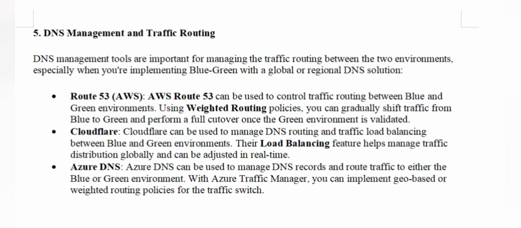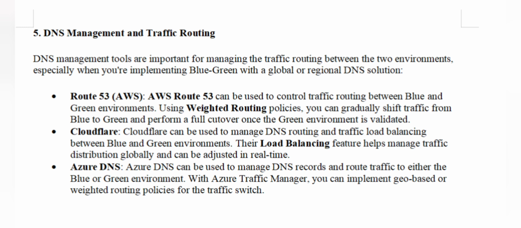The fifth one is DNS management and traffic routing. DNS management tools are important for managing the traffic routing between the two environments, especially when you are implementing blue-green with a global or regional DNS solution. First is Route 53, AWS. Route 53 can be used to control traffic routing between blue and green environments using weighted routing policies. You can gradually shift traffic from blue to green and perform a full cutover once the green environment is validated.